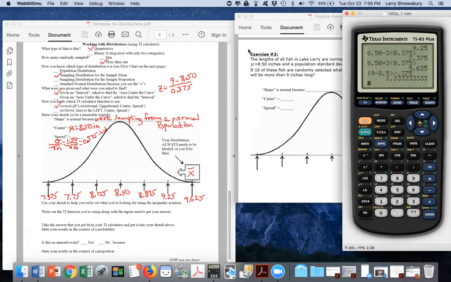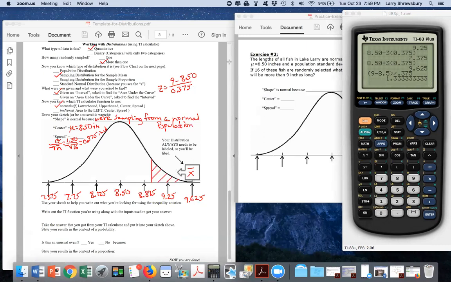So let's go ahead and put that in. Let's see, that looks like about 1 1/3. So I'll draw a line there. And then we'll shade in to the right because they want to know if it's more than 9 inches. So this is a much smaller area than what we were working with in the population distribution.